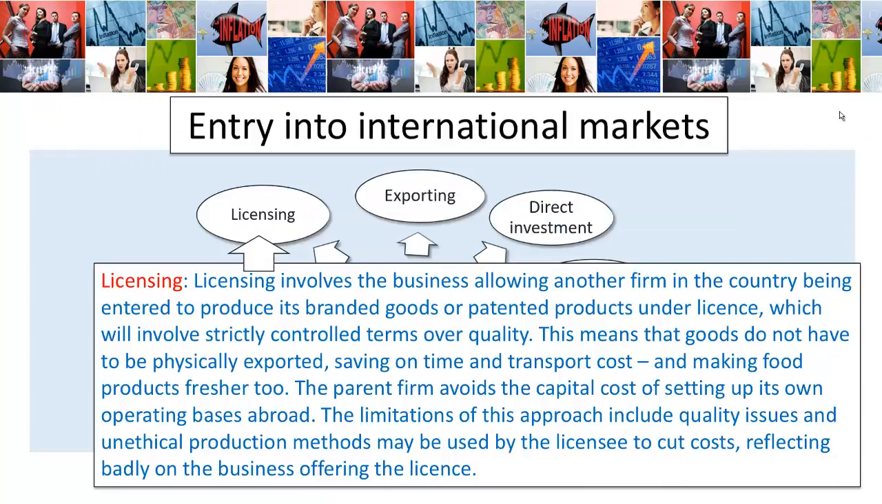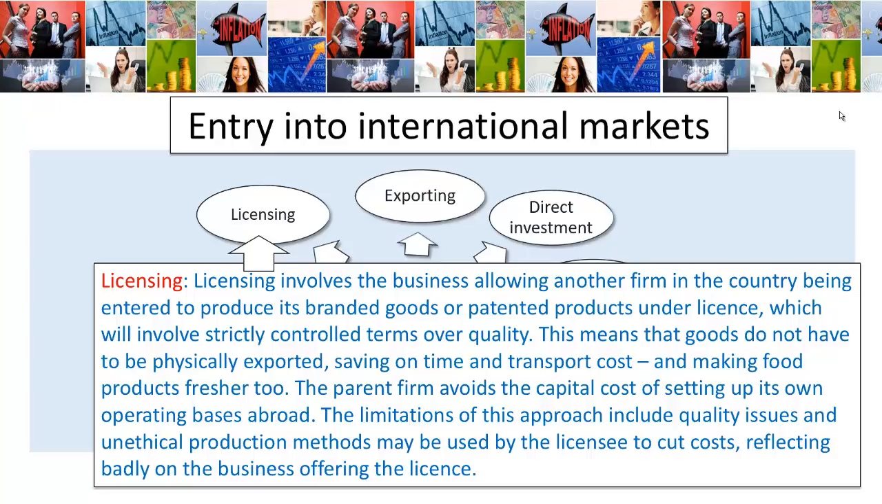Licensing involves a business allowing another firm in the country being entered into to produce its branded goods or patented products under a license. And this is going to involve strictly controlled terms over quality, probably quite a few other conditions as well. And that means the goods do not have to be physically exported, which saves on time and transport costs, obviously. And if it's a food industry, it can make food products fresher too.